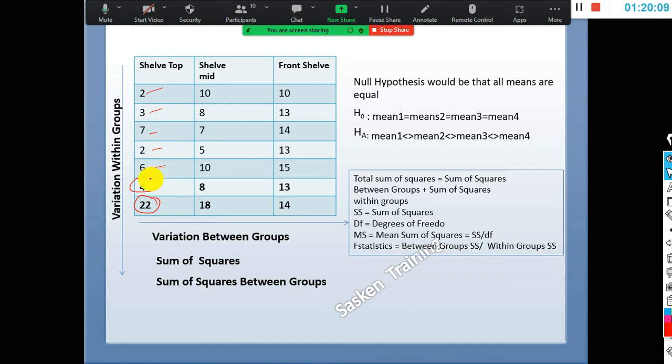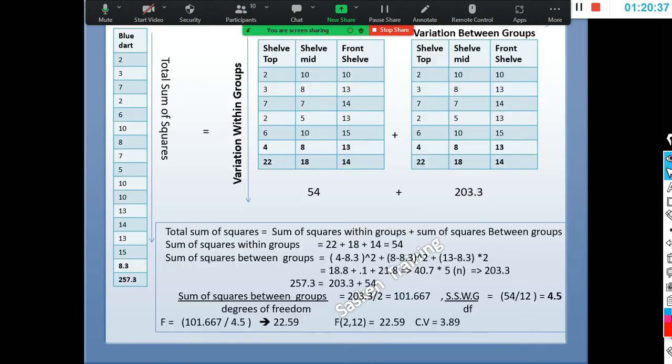Okay, so what is variance? Remember this. 2 minus 4 whole square, 3 minus 4 whole square, 7 minus 4, and 2 minus 4, 6 minus 4 whole square, right? So that is your variance. That is how we got this value. So we computed the mean for each and every store, and I have also computed the variance here. And the next step is I am going to define the null hypothesis and alternative hypothesis. And next, I just simply copy pasted this into the next slide.